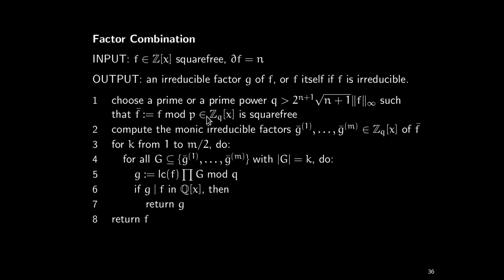Okay, so here's how it works. You choose a modulus, which is either a prime or a prime power that is sufficiently large, and sufficiently large is clarified by Mignotte's bound, and that's one condition on the prime power.